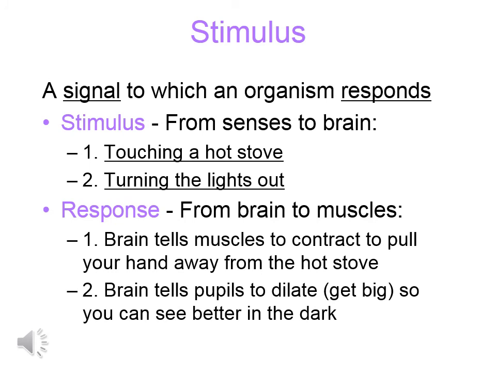Okay, a stimulus is a signal to which an organism responds. So a stimulus could be anything that your brain can sense. Touching a hot stove, turning the lights out, those are considered stimuli. In response, for example, to a hot stove, the brain tells the muscles to contract to pull your hand away as fast as you can. Or turning the lights out, your brain tells the pupils in your eyes to dilate, to get really big so you can see better in the dark. And so those are responses. So you have stimulus and you have response.